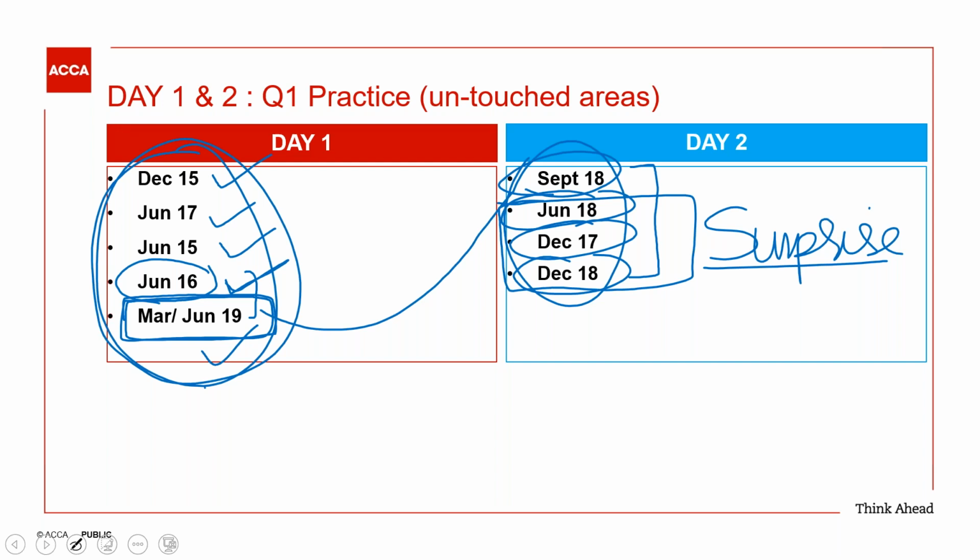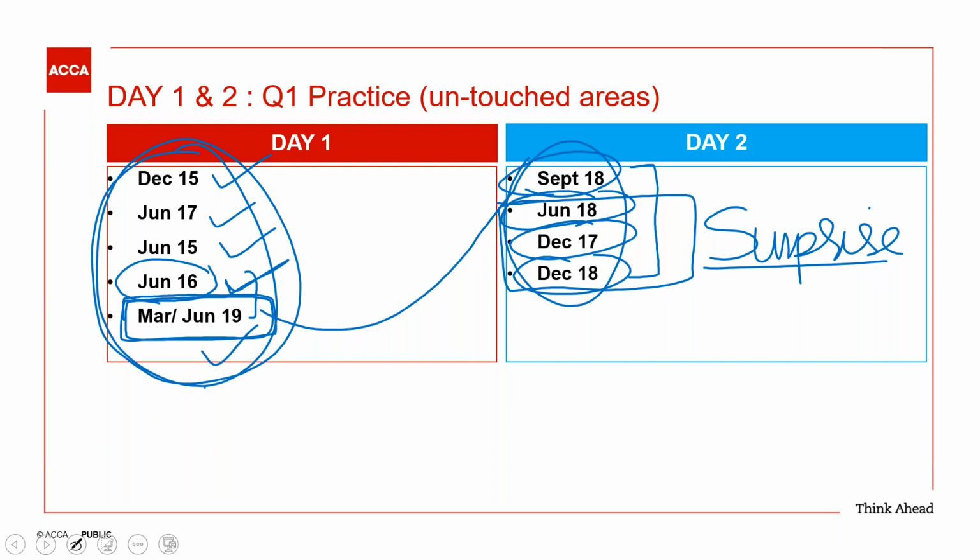Welcome back after the break. Prior to the break, we were looking at the September 18 question number one. So let's start on with the journey from June 18, December 17, and December 18, so we can complete the question number one practice of the untouched areas.